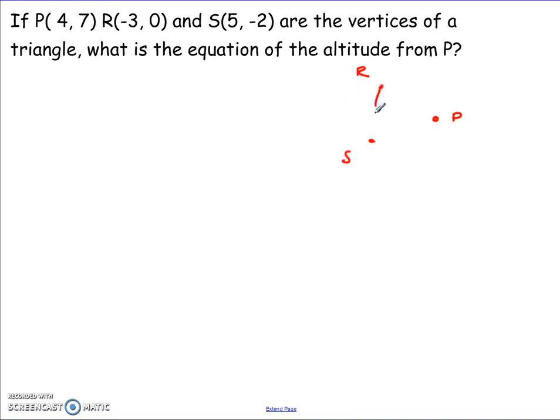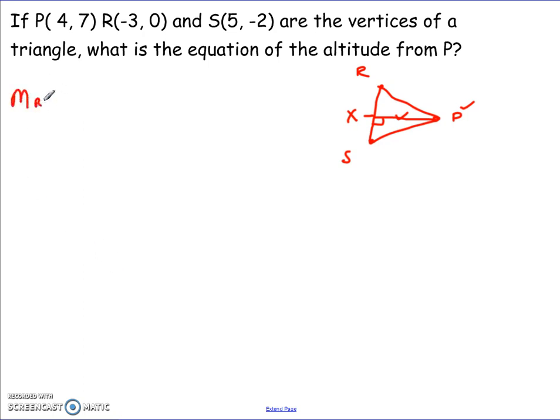Now, we want the altitude from P. So if we fill in all the sides, we know that the thing we're looking for is the altitude from P. So this line here. Let's imagine that intersects at a point there. Let's call that big X. Again, what we need is the gradient of RS, because we know the gradient of RS times the gradient of this is -1 because they're perpendicular. We also need a coordinate, but we know the coordinate of P. So we've got information there, we just need to build on it and then use it.